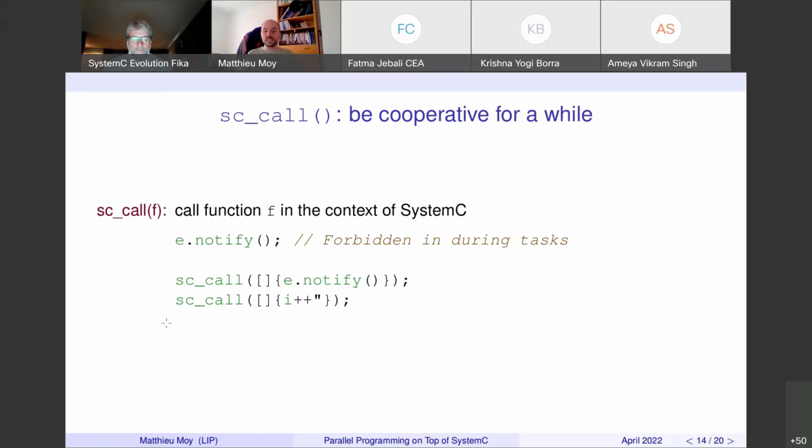What you're not allowed to do is calling i++ or calling i.notify in an sc_during task, because it would really be a race condition. But what I'm allowing with SystemC is sc_call of some function. So this is the C++ syntax for lambda, if you don't know it. This is just a bug, I forgot to remove that quote. And I'm just executing this piece of code in the context of SystemC. So the task just sends back a piece of code to SystemC, which executes it, and the e.notify will be executed in SystemC semantics.